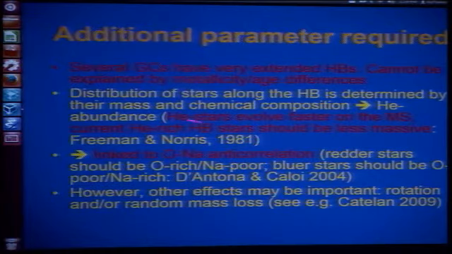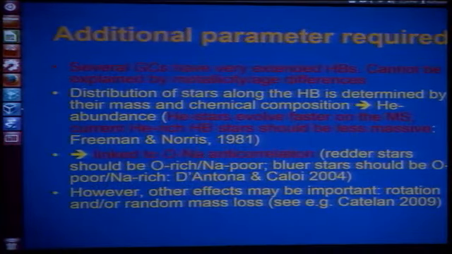This is because helium-rich stars evolve faster on the main sequence. Current helium-rich horizontal branch stars should be less massive. I showed the diagram for NGC 2808 made by Franca, but actually the first who suggested this idea were Freeman and Norris in 1981. So it's still going back to 36 years ago.